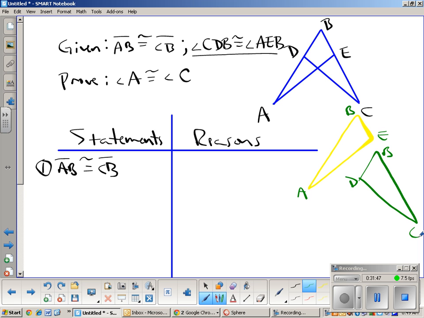Okay, so there's my two triangles. Now if I mark, as I make this statement, if I mark up my triangle, AB is here and CB is here. Okay? And then the other part of the given was angle CDB congruent to angle AEB.